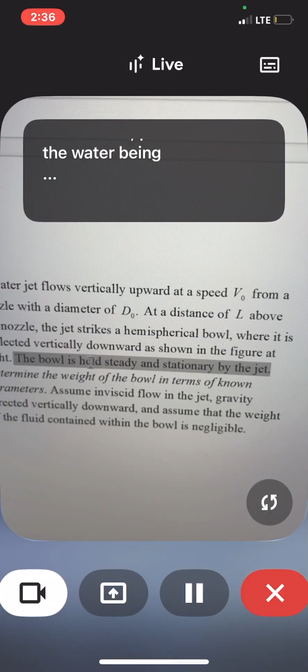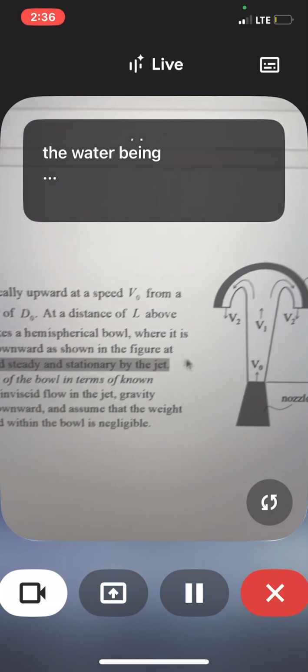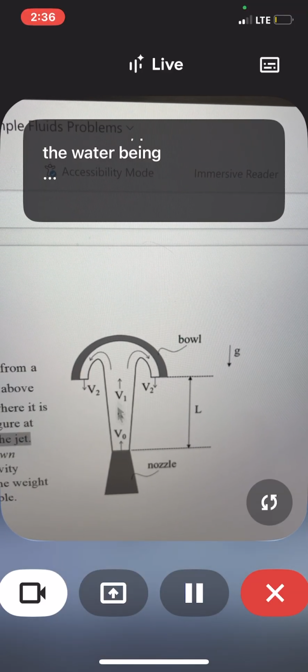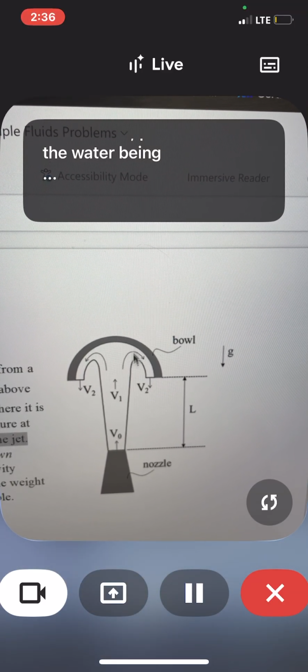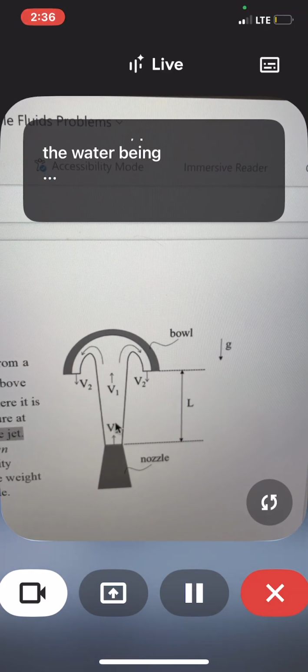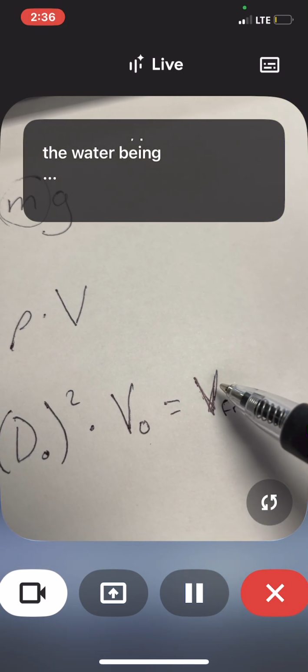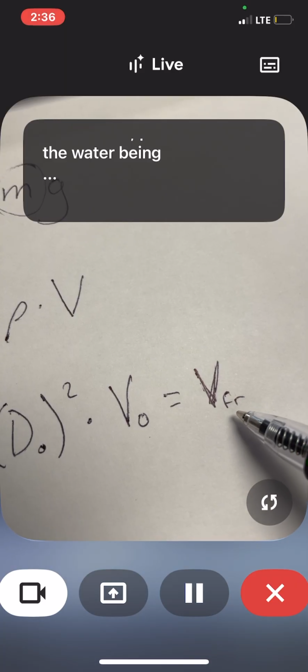Okay, so the bowl is held steady and stationary by the jet of water that's coming up here. So the force that the water is hitting the bowl with is the same as the weight of the bowl. Okay, so that will get us the... what is this again? Volume flow rate?